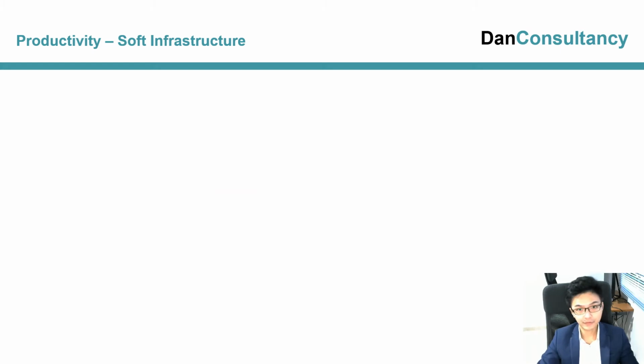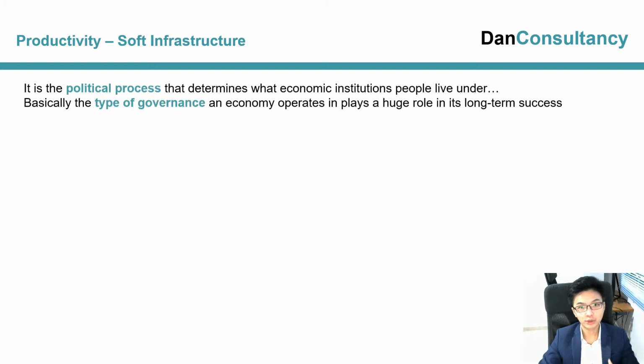Moving on to the soft infrastructure, for this part we are looking at the type of systems, the type of institution that a society operates in. When it comes to the type of economic institution and structure, what people often fail to realize is that it is the political process that determines what economic institutions people will live under.